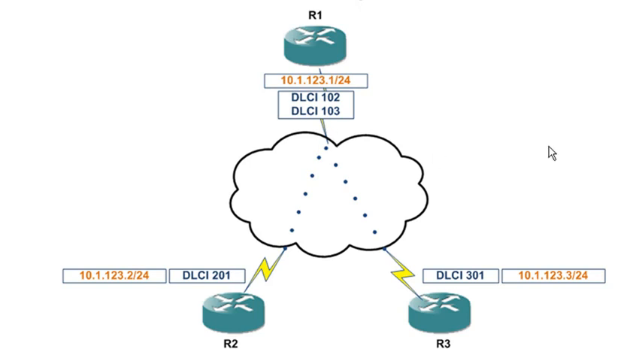So the issue with spoke-to-spoke communication is that if R3 wants to talk to R2, as we discussed earlier, it has to go through R1.